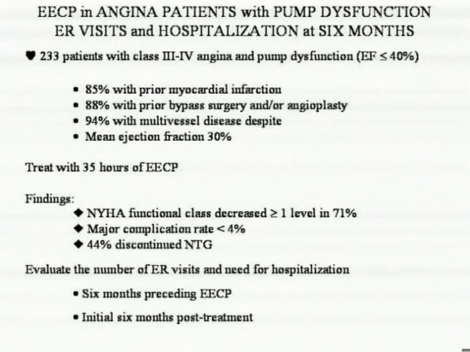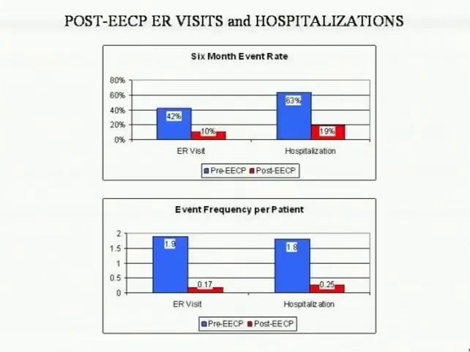Let's look at the number of ER visits and hospitalizations 6 months pre versus 6 months post ECP in this sick group of patients. Let's look at 6-month event rate. Pre-ECP, 42% had to go to the ER at least once. Post-ECP, it's 10%. Hospitalization rate falls from 63 to 19%. Event frequency per patient, 1.9 pre, 0.17 post. Hospitalization rate per patient, 1.8, 0.25. They got better, and we keep you out of the hospital and out of the emergency room.